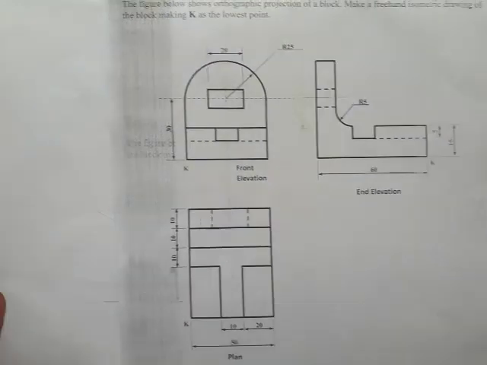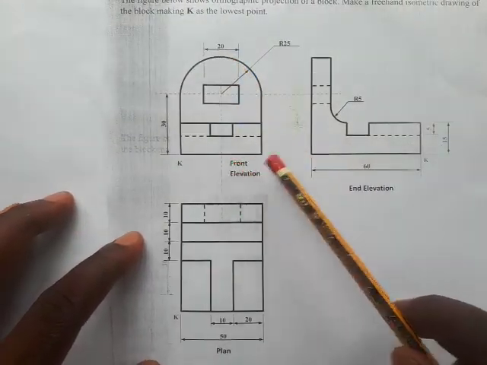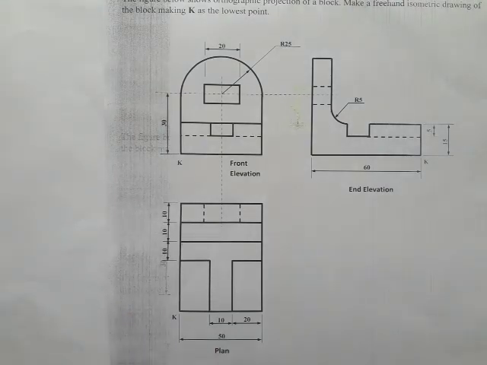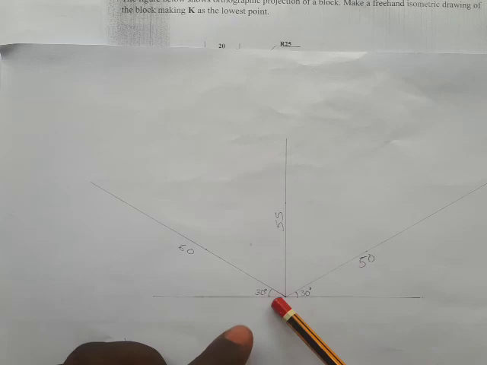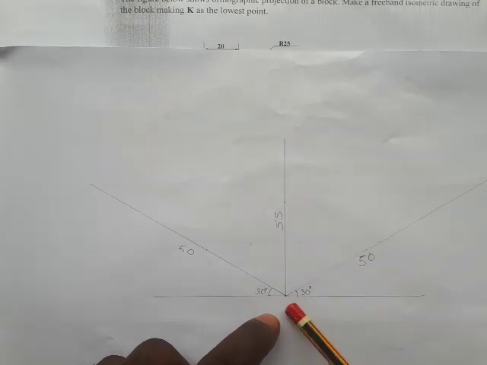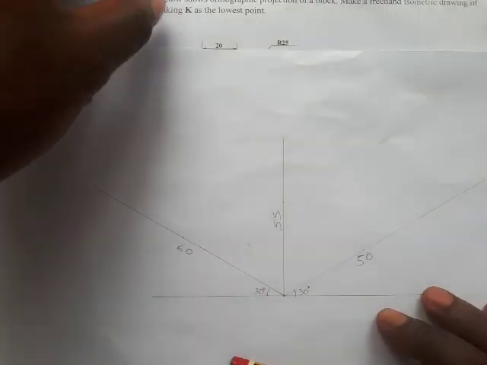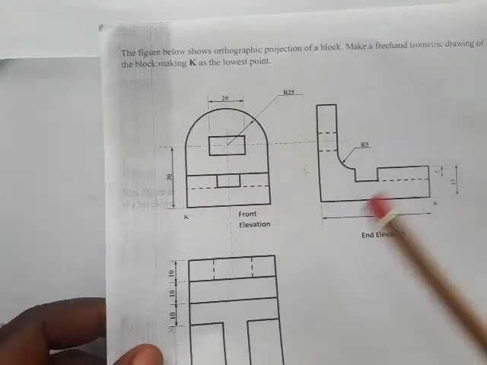Now to draw in isometric, you have to look for the total height, the total dimension to the right, and the total dimension to the left, like this. If you want to draw in isometric, you have this projected at 30 degrees to the horizontal line on a 90-degree line here. So how do you do that? You can obtain it from the front elevation, the plan, and the end elevation.